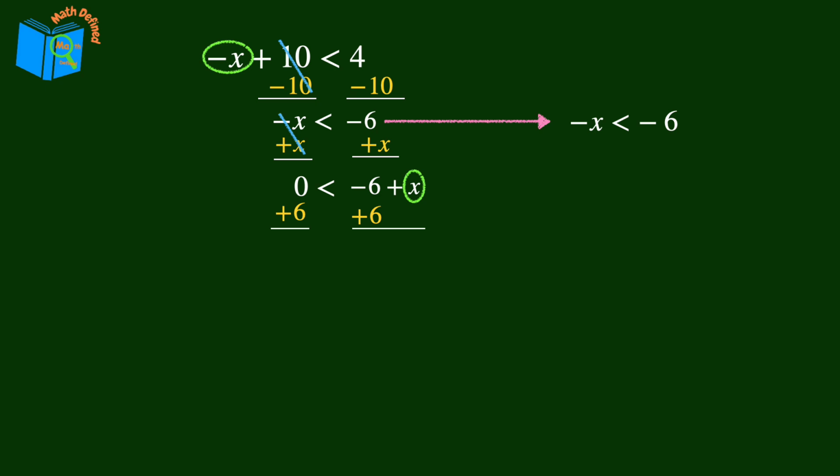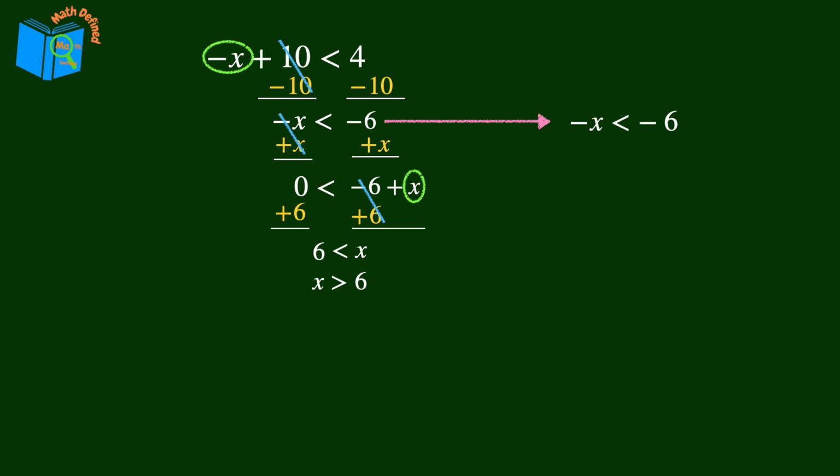On the right side, the 6's cancel out, leaving positive x is greater than. And on the left side, 0 plus 6 is 6. To make this inequality easier to understand, let's rewrite it so that the x is on the left side instead of the right. Both inequalities say the same thing. X is greater than 6.